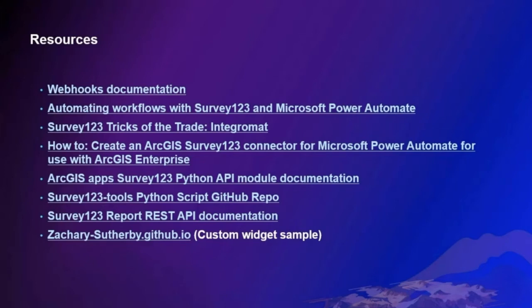For more information on the Survey123 module in the ArcGIS API for Python, please check out the Python API documentation. We also have published a GitHub repo that contains a handful of Python scripts, including the reports one demonstrated, as well as others that can help automate your Survey123 workflows. Please check out the Survey123 Report REST API documentation for more information on request parameters. And check out the GitHub link hosting the custom widget sample demonstrated for the Report REST API.